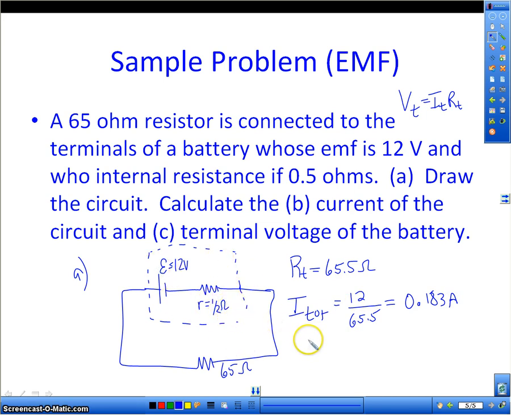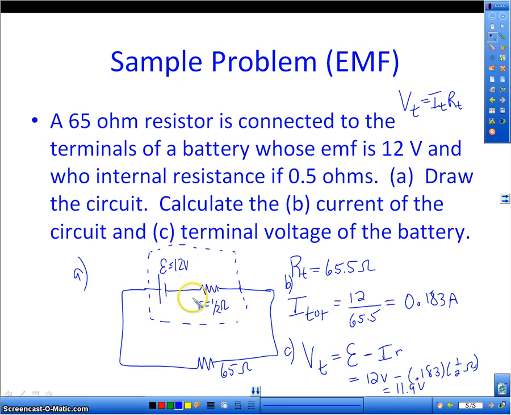So now, that's part B, the current. Now if they ask you the terminal voltage, it is the EMF minus the current times the little internal resistance. So this is 12 volts minus 0.183 times the half. So that ends up getting you a terminal voltage of 11.9. So whereas you might buy a 12-volt battery, you might only get 11.9 across the terminal.